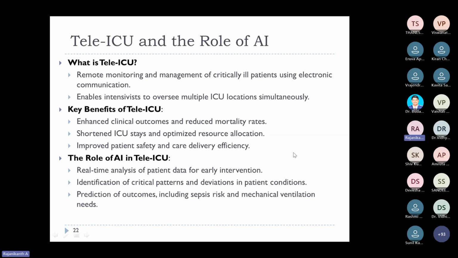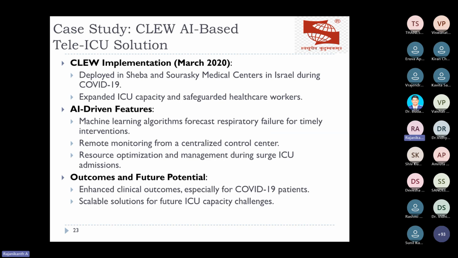Most of the time we also experience that people may not get a bed in ICU. Sometimes they are suffering and reach a hospital, and because of the kind of population that we have, we may or may not get a bed in ICU, where again the mortality increases. So a case study is Clew AI-based tele-ICU solution, which was started in March 2020. Where is it deployed? It is deployed in Sheba and Sourasky medical centers in Israel during COVID-19. They expanded the facility and safeguarded healthcare workers.